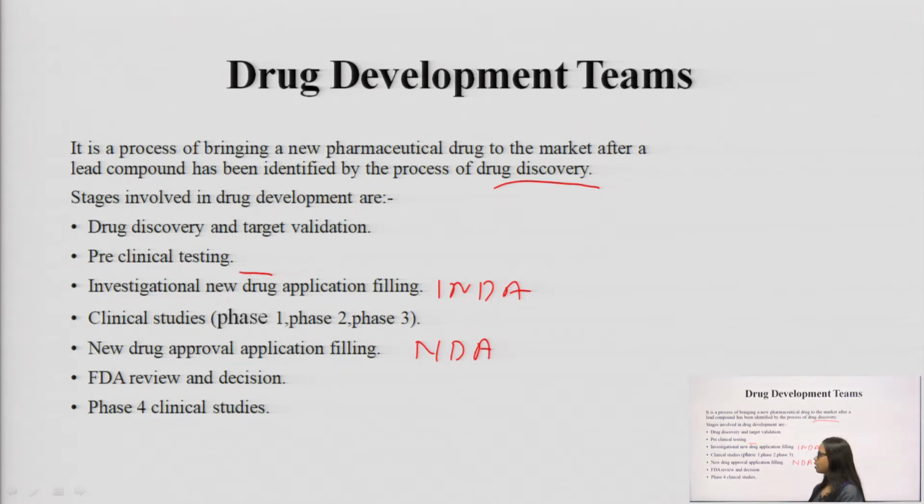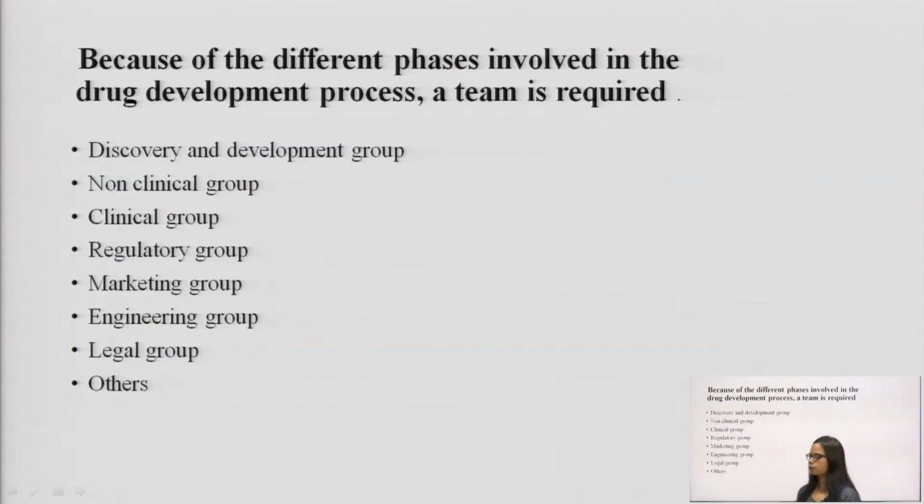Next is FDA review and decision. FDA is the US regulatory authority, known as the Food and Drug Administration. And phase 4 clinical studies. Because of the different phases involved, as we have seen in the earlier slide, we need a team. That's why it is called the drug development team.